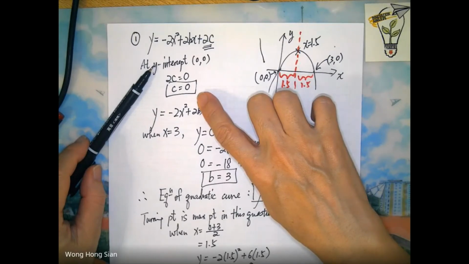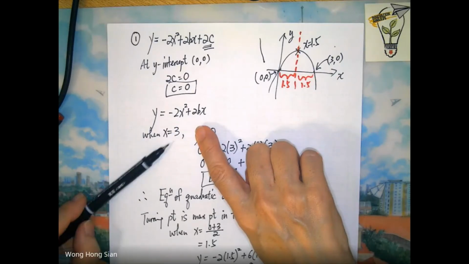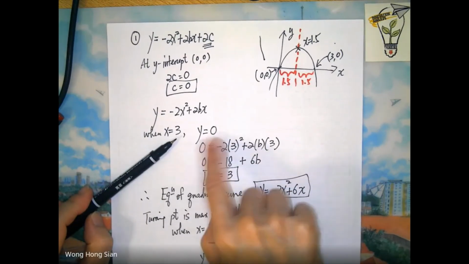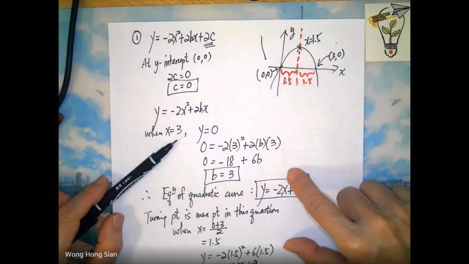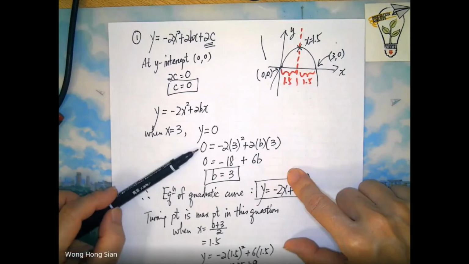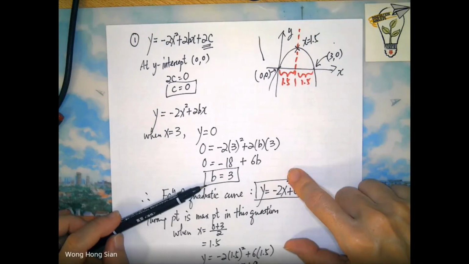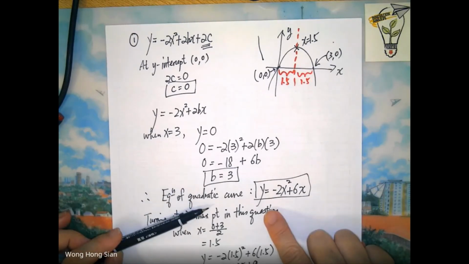Next, you simplify the equation without the C, because C is 0. So now the equation only has B unknown. If you put x equals 3, y equals 0. Why do you put this point? Because this is one of the points on the curve, so it must satisfy the equation of the curve. I put y = 0, x = 3 in, and I'll be able to find b. The b now is 3. So when b is 3, I know what the equation of the curve is already.